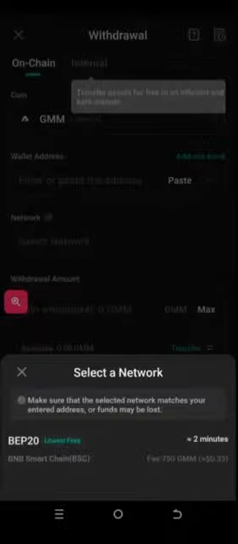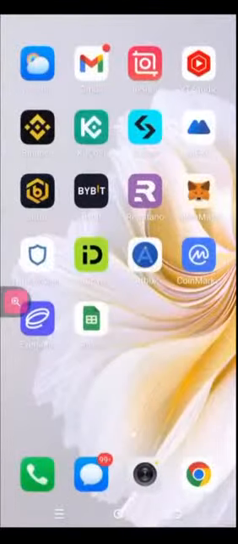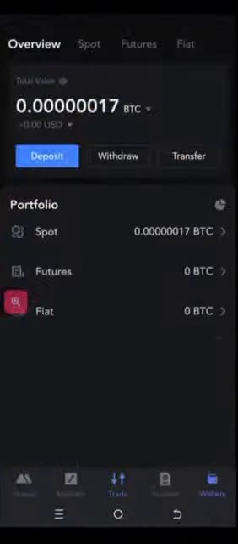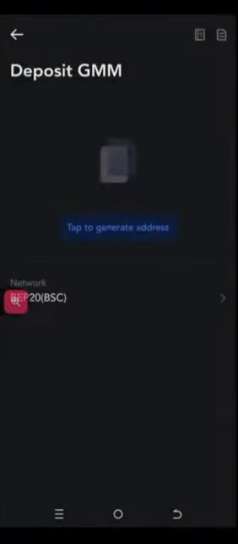Okay, so it's 33 cents. Let's go ahead and see whether we can deposit it into MEXC. It has to be the same network. Okay, let's go ahead and deposit it. Okay, GMM, is it BEP20? Yes, it's BEP20, which is good.